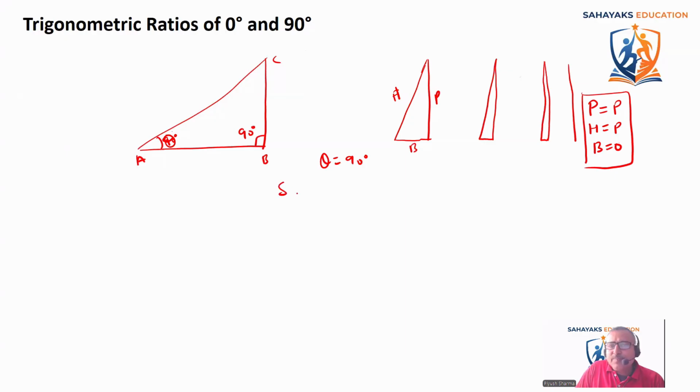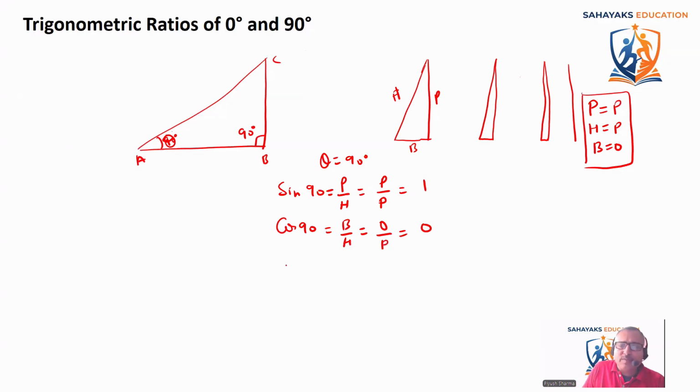So finding the ratios now, what is sine 90? Sine 90 is perpendicular by hypotenuse. What is perpendicular? P. And what is hypotenuse? P. So it comes out to be 1. And then we have cos 90. Cos 90 is equal to B by H. Base is 0, divided by hypotenuse. Hypotenuse is P or H, whatever you consider, the value will come out to be 0.